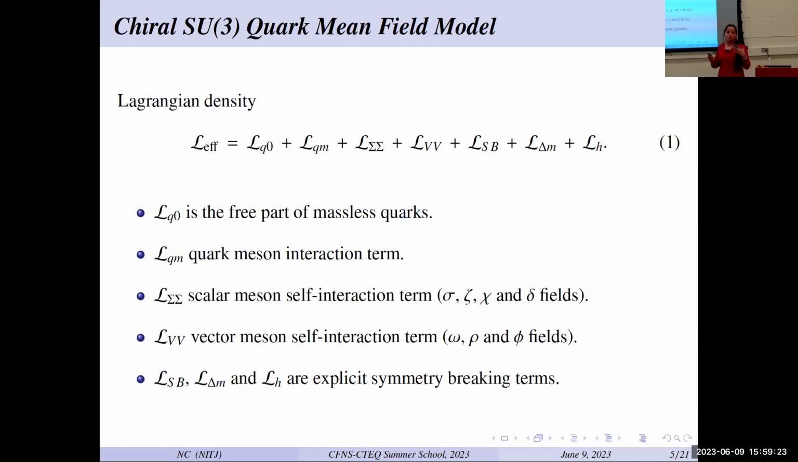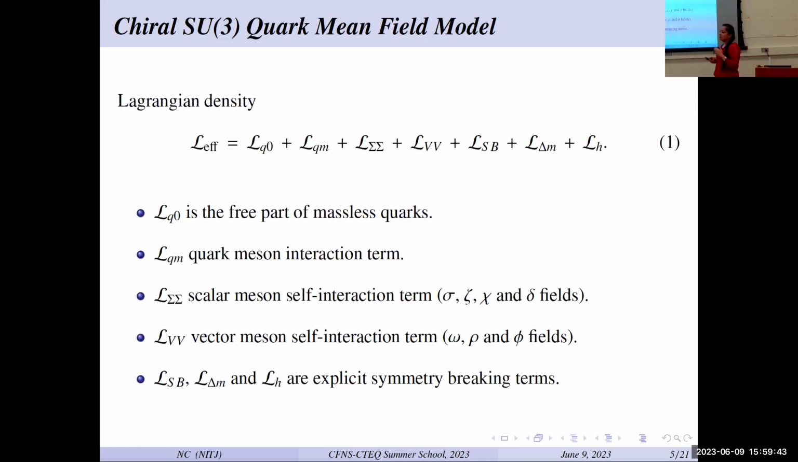Now in this model, we have different terms. I have not written the complex form of the Lagrangian. So the first term is for the free part of the massless quarks. Basically, that means without any interactions, we are taking the quark term, and this basically includes the kinetic part of the quarks and the mass term. Okay. And next is quark meson interaction terms.